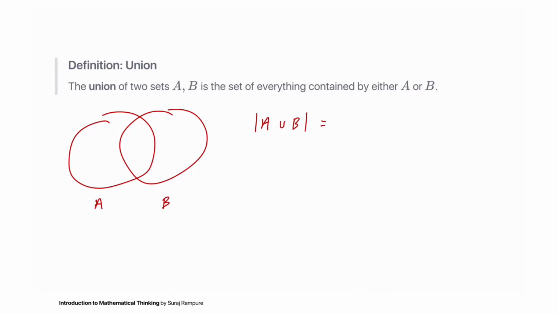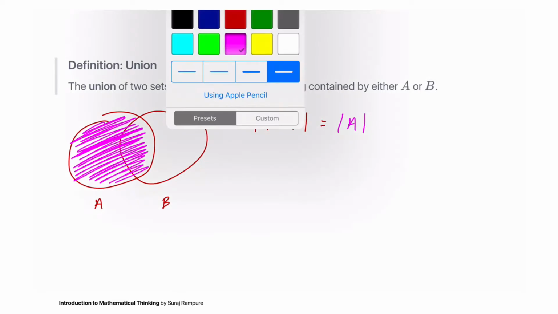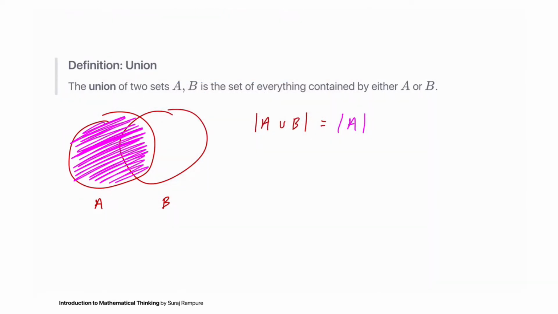So if we first take a look at the cardinality of A, we count all of the elements that are in the A circle. It includes the intersection, but it also includes things that are not in the intersection. So that's the cardinality of A. Then the next logical step would be to count the cardinality of B, or everything that's in B.